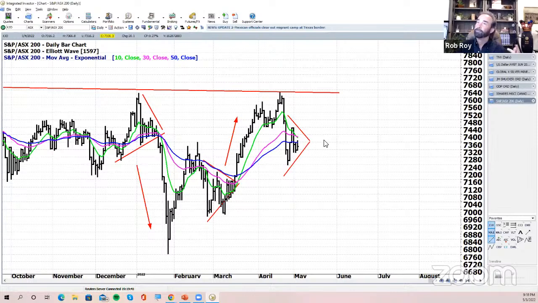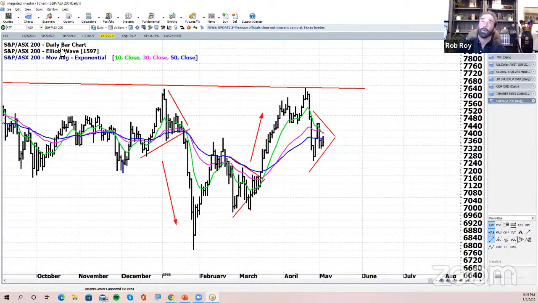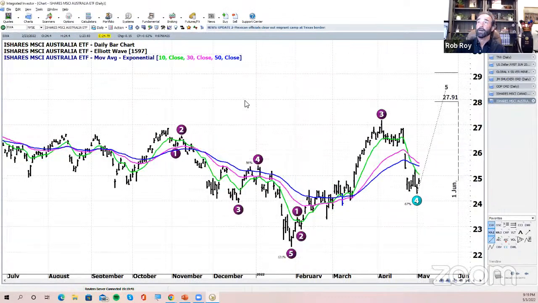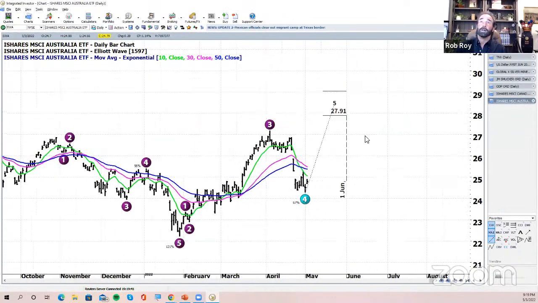Which direction? Who knows? We've retraced what needed to be done, although you could make an argument that we haven't fully retraced this lower triangle yet. So perhaps we get a downside breakout there. We'll have to wait and see. But let me go ahead and show you the EWA, since a lot of you have asked about it, as it's a bit more tradable.